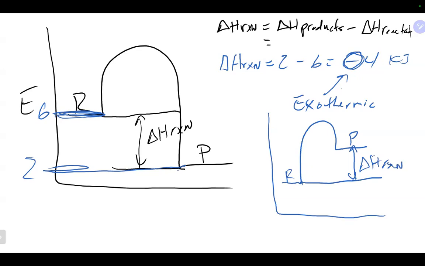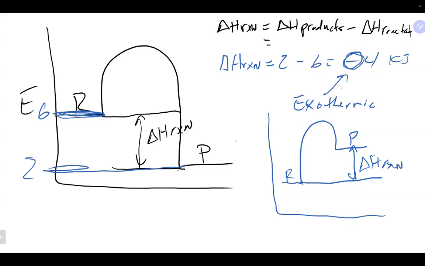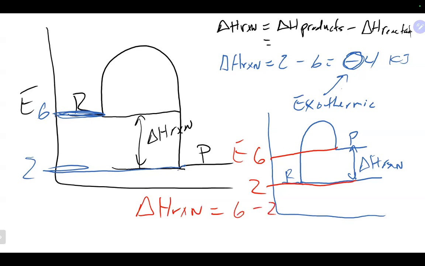And we could do the same thing. We'll just make up the same sort of numbers here for our energy. We'll just call this guy now 6 and this guy now 2. So when I do my delta H of the reaction for that guy, we're going to take our products, which is 6, minus our reactants, which is 2, gives us a +4. +4 tells us it's going to be endothermic.